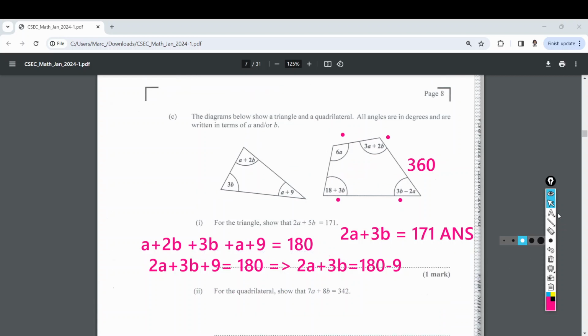So the next one for the quadrilateral now, guys, we need to add everything. So we're gonna say 6A, let's put it over here. We're gonna say 6A plus 18 plus 3B plus 3B minus 2A plus 3A plus 2B, and this is equal to 360, right?